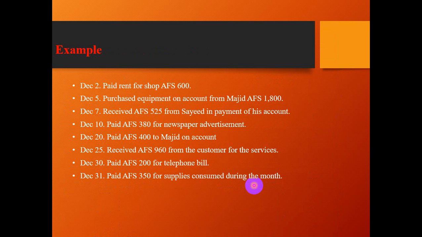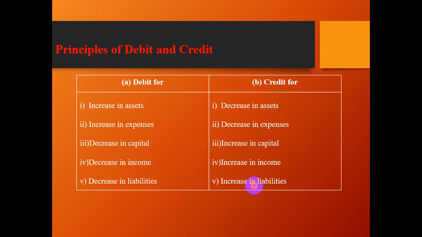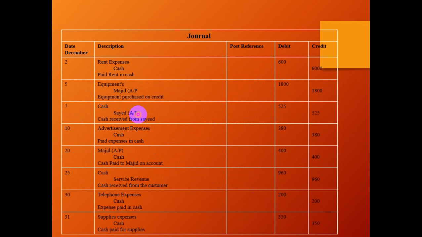Going to question number 7, December 7, received 525 from Said in payment of his account. We sold something on credit, but now that person is coming and paying us money. So in this case you are receiving cash, and on the other hand, that person is paying what they owe. So we are writing cash to account receivable Syed.